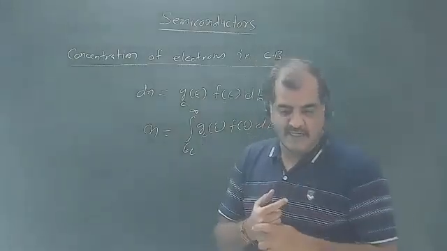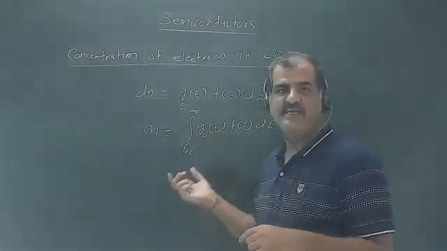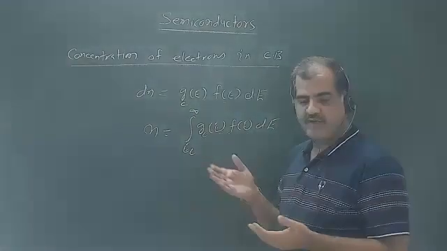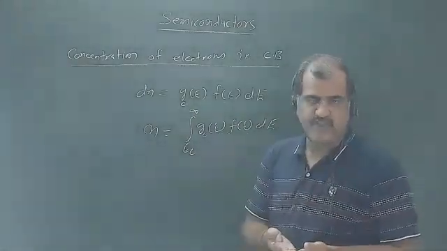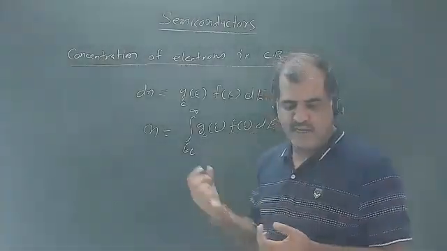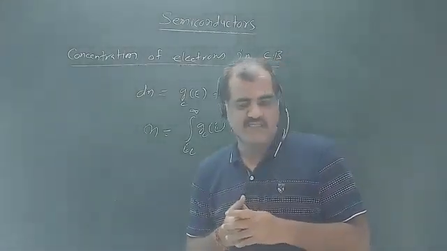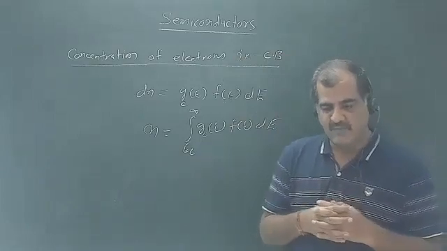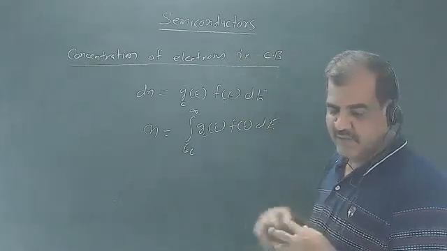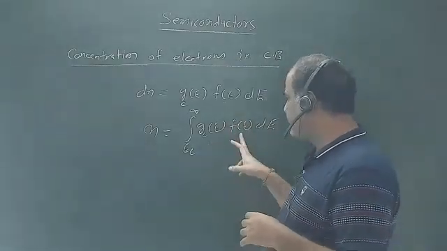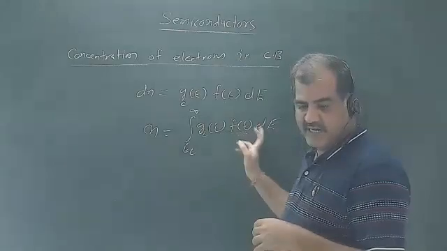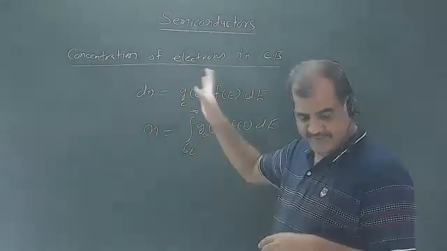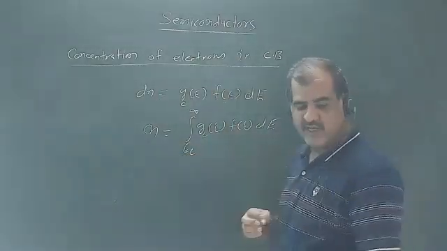I'm repeating again. If I know the density of states, that is the number of states per unit energy per unit volume, and I multiply it by the Fermi Dirac function, which shows the probability of an electron occupying an energy level, then I can integrate this expression and calculate the concentration of electrons in the conduction band for a given semiconductor.